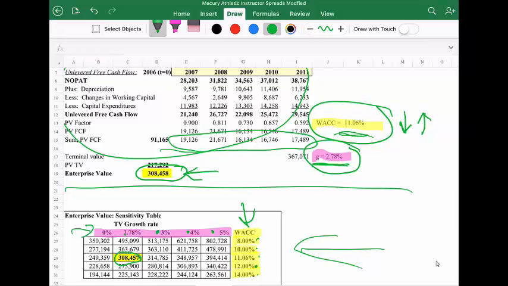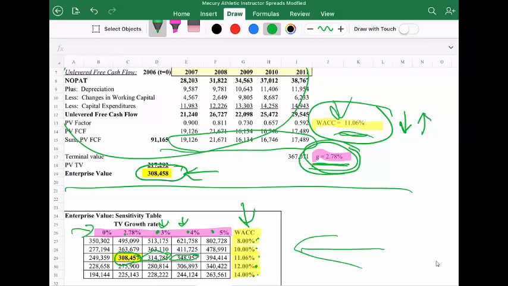So for instance, let's say that we decided that this 2.78 growth rate really wasn't legitimate. Higgins said it should be 3 or 4 in the textbook. So if we were to stay at the same WACC of 11.06, you'd see that our value would go up to $314,785 at a 3% growth rate, and $348,957 at a 4% growth rate.